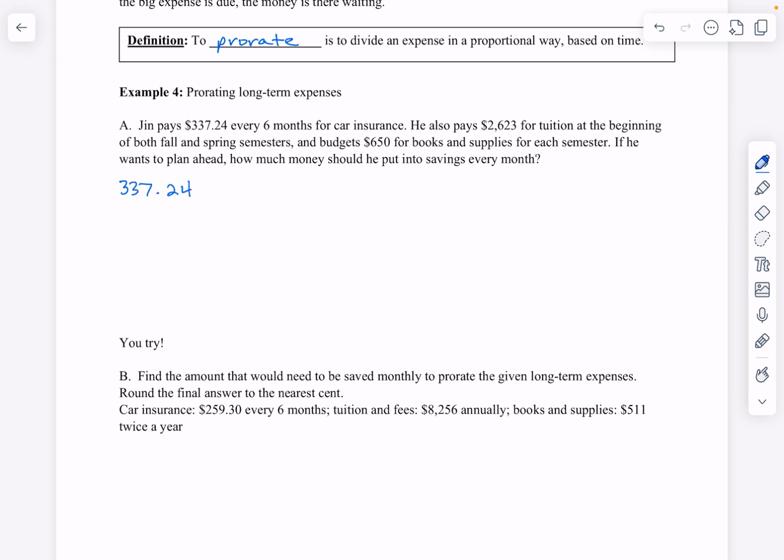So the $337.24 is happening every 6 months. So how many times does that happen a year? Twice. So I multiply by 2. And we're going to get $674.84. He also has $2,623 in tuition that he pays both fall and spring semesters. So it's being paid twice. So that's $5,246. And there's also a $650 amount of money that he wants to make sure is on hand for books and supplies each semester. So that's also being multiplied by 2 for $1,300.